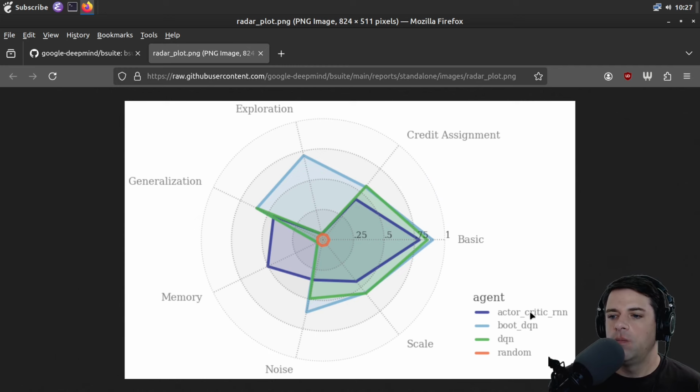Okay, so noise is how robust it is under noise. I think Gaussian noise is what they do. And memory is how well your algorithm can remember things from the past. LSTM we've talked about, that's a thing that's designed to make sure that memory is good. How well does it generalize?